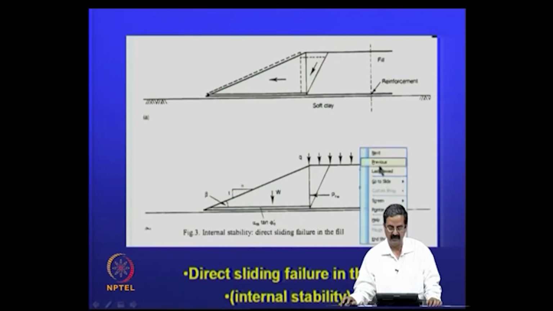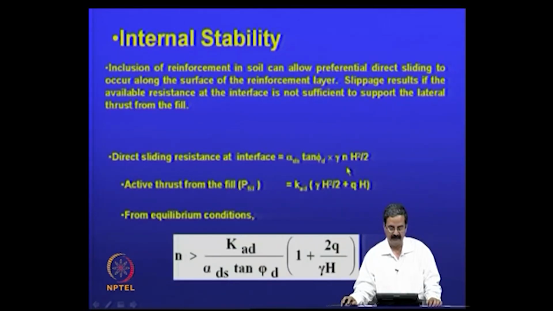So, what I am trying to do is calculate: gamma is the weight, nh is the horizontal extent, height is the vertical. So, gamma h square by 2 into n, vertical and horizontal both will come into the picture, and this is the vertical force acting, and I am trying to convert it into direct sliding force. So, this is a factor that we have to use, and this is actually the resistance available.